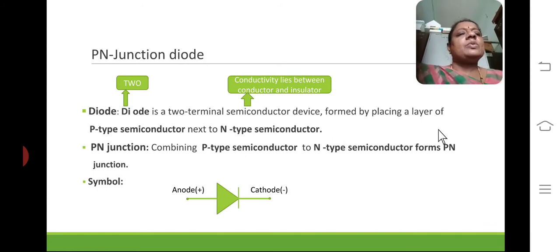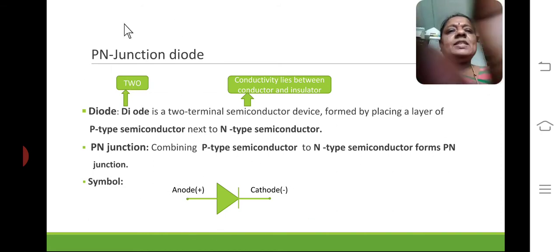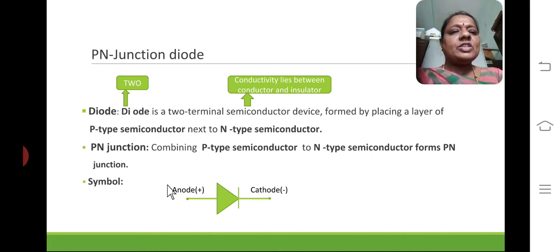Let us hope all of you understood this one. Let us revise why it is called a diode. A diode is a two-terminal semiconductor device. If you look here, this figure shows the symbol of the PN junction diode.